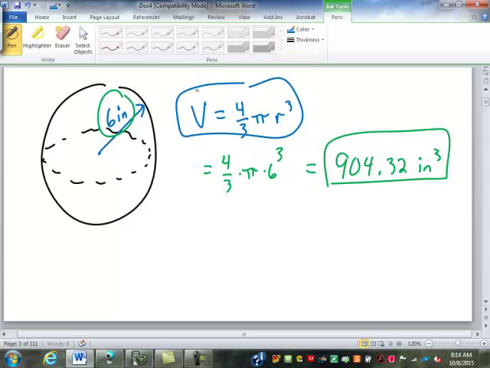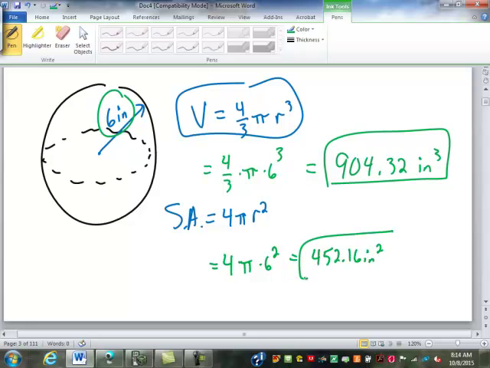So that's our volume. The surface area. Notice I don't label it as total surface area or lateral surface area because the sphere only has one surface. It wraps around the whole thing. Surface area is 4 times pi times radius squared. The 4 is also a constant. So for this one, it would be 4 times pi times 6 squared, otherwise known as 452.16 square inches. What do you think? Pretty neat?